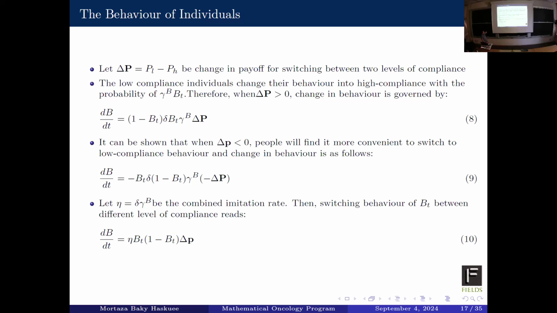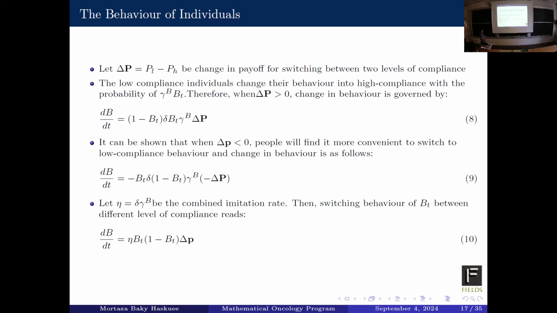If, for example, delta P is greater than 0, then the change in behavior is governed by equation 8, which shows that delta is the rate of sampling of other people. Gamma B is the response. It means that the response is, in fact, the elasticity to the change in the cost or the benefits. Here we mean the payoff. So not all people will respond in the same way. So when delta P is greater than 0, this equation will derive the change in the behavior.